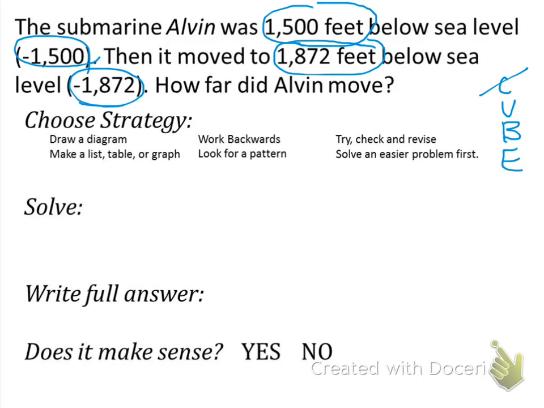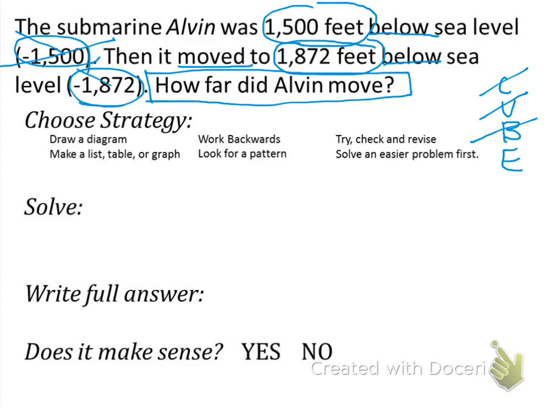Okay, circle done. U, underline important math words. So below, moved, below, looks good to me. B, box the question. Remember, it's not the whole thing, it's just this last thing right here. How far did Alvin move? And E, eliminate unimportant numbers. Okay, this part's important for this question. For this question, I'm actually going to cross out this and this. I don't really need them because I know that below sea level means negative. If you don't cross those out, that's okay, but that's what I would eliminate.